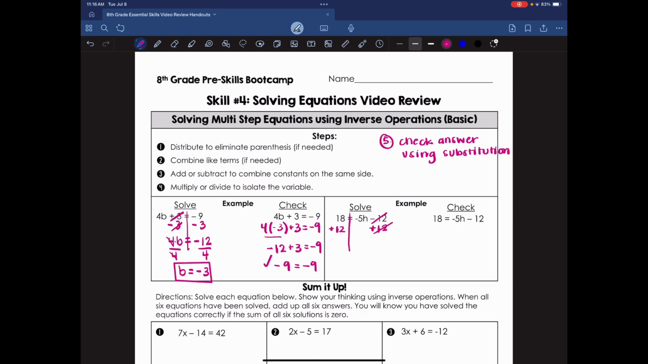My constants cancel each other out. I add on the left side to get 30. And on the right side, I need to bring down what's left over, which is the negative 5h. Don't drop that negative.